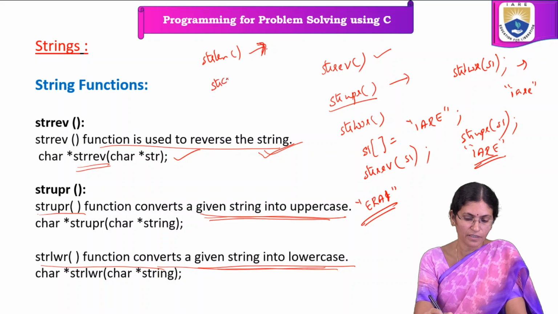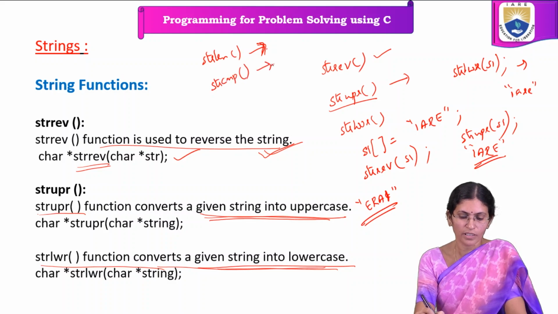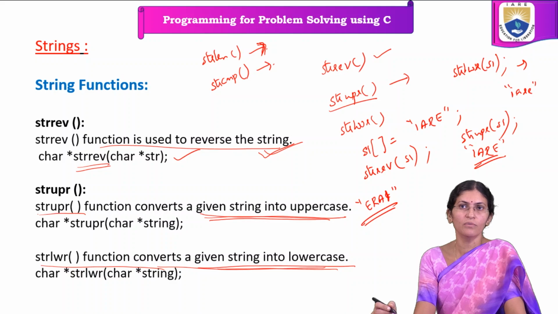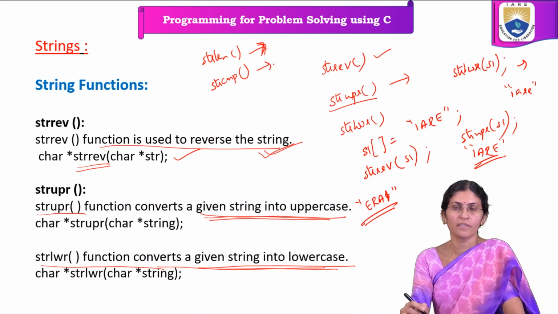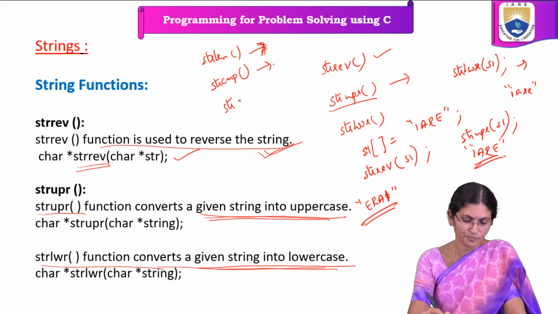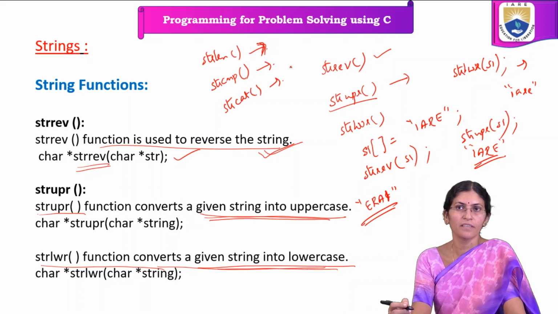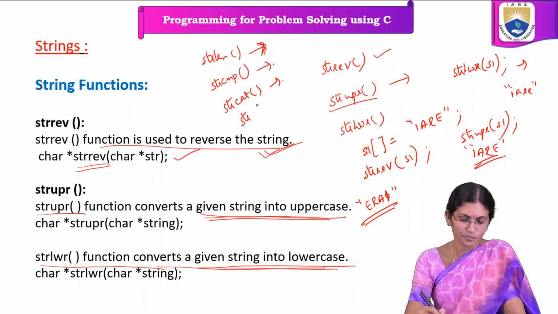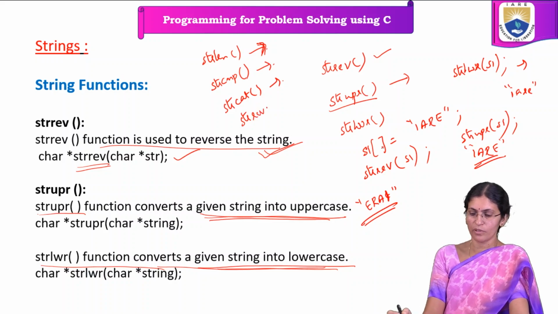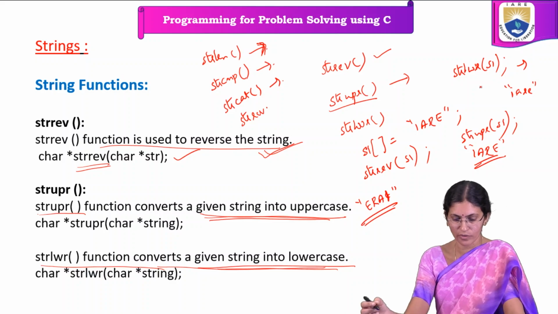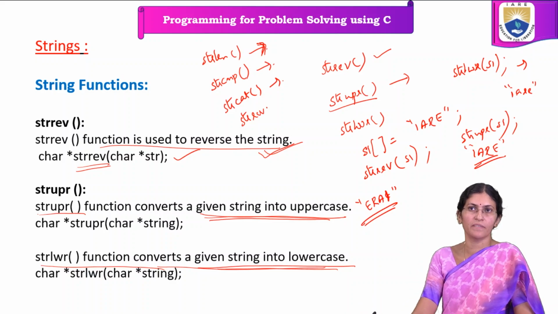Next, string compare we have seen. What it does is it compares two strings, and it will return a value 0 if the two strings are equal, and a value not equal to 0 if the two strings are not equal. Then the strcat function concatenates one string at the end of the other string. Then strrev, strlwr and strupr. So these are the different string related functions which we have discussed.